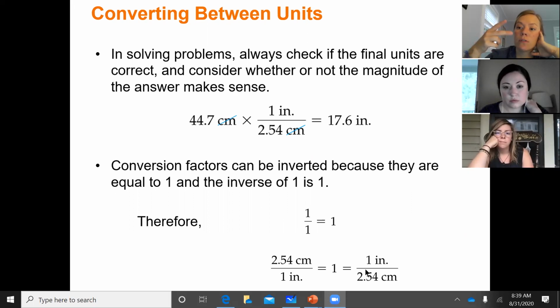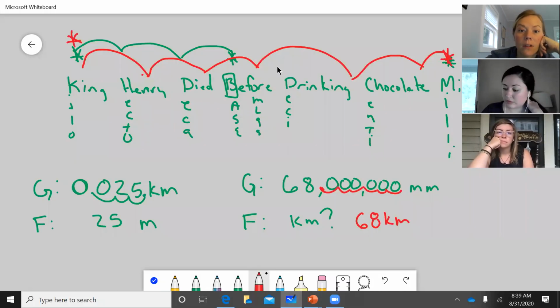Why would you switch the flipping? It depends on which direction you're going. So if you're going from centimeters into inches, you want it set up like this so that the centimeters cancel. If you were going from inches to centimeters, you'd want to use the other one where the inches are on the bottom. So let's just go ahead and do an example of that.